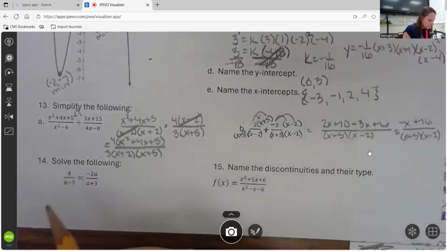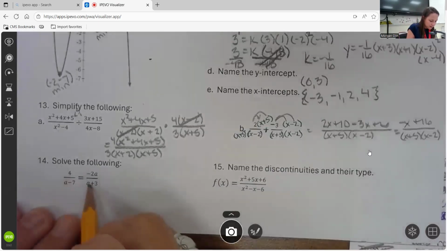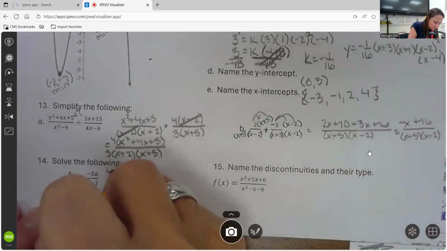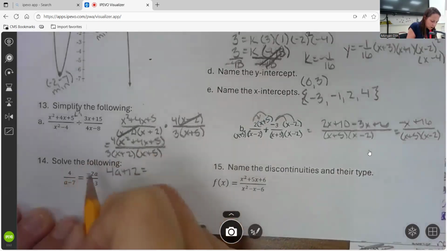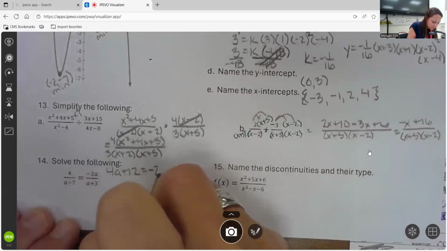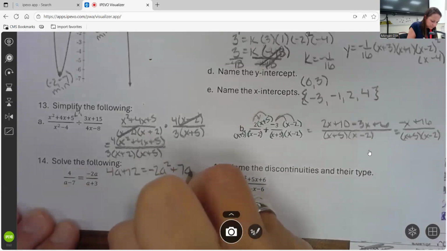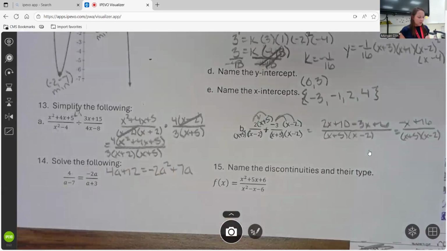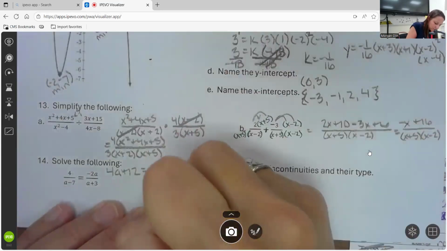Now number 14, solve the following equation. When we're solving equations, yes, you can do this by hand, 4 times that. So I'm going to do 4a, and 4 times 3 is 12. Negative 2 times a is negative 2a squared. Negative 2 times negative 7a is positive 14a, because negative 2 times negative 7 is positive 14.